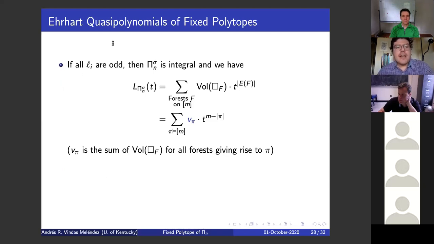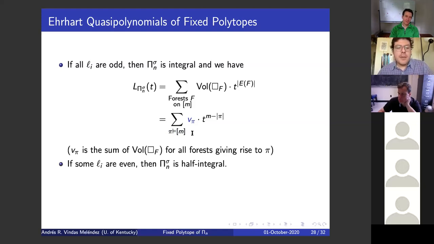And so if all the lengths are odd, then the fixed polytope is integral. And so we just use Richard Stanley's formula to give us the lattice point enumeration for the fixed polytopes. And so this V sub pi is the sum of the volumes of these parallelotopes coming from the decompositions before. Sorry, V sub pi is the sum of the volumes for all forests giving rise to the partition. Okay.